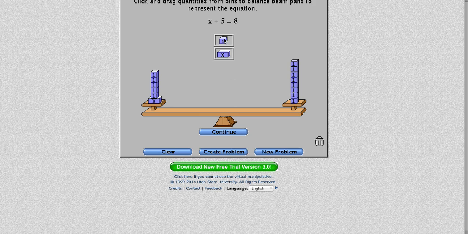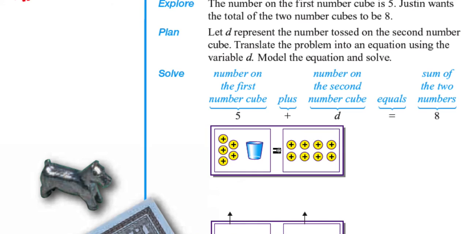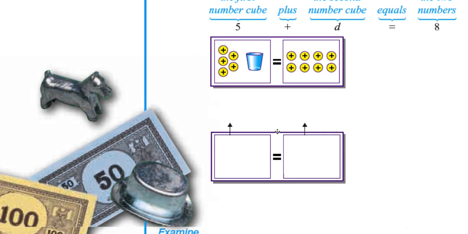To be able to solve this type of problem, going back to what we have back here, you have 5 plus D is equal to 8. To solve this, we need to isolate our cup on one side of the equation. So we need to isolate our variable. Our cup is actually our D on one side of the equation. And remember, since it's a balance scale, whatever you do to one side, you need to do exactly to the other side, or else it's going to tip over.